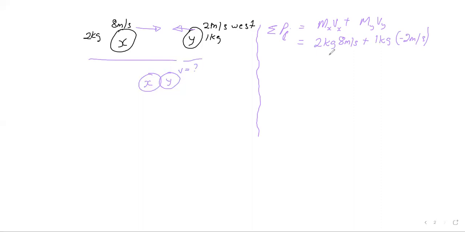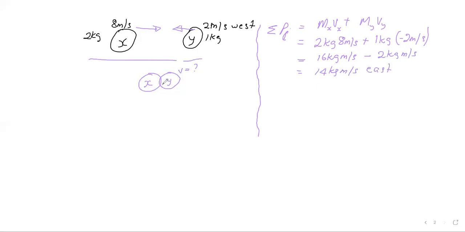The other is negative. This one is a negative vector. So that will be 16 kg meter per second minus 2 kg meter per second. This is 14 kg meter per second east.